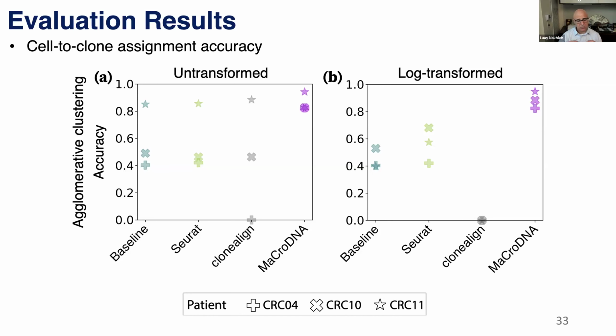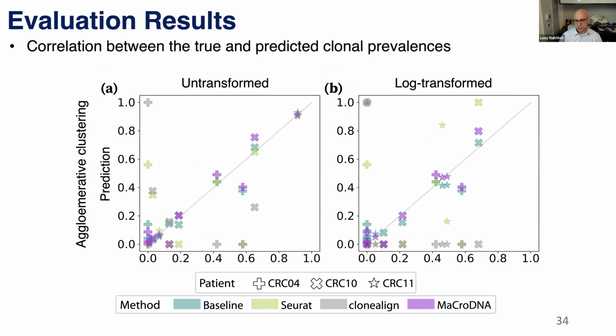We experimented with rebalancing the clusters by sampling from them, and the results are shown in the supplementary material of the paper. But again, if you look at the right panel here, also under the log transform data, MaCroDNA is still the best. This is about the correctness of the clone and the assignment. Did we assign the right cell to the right clone in terms of RNA? This is a different measure here.